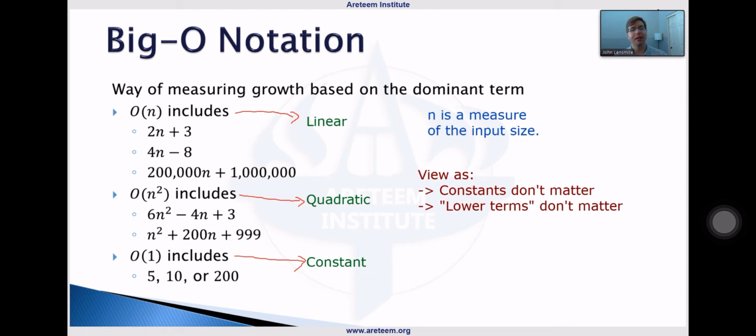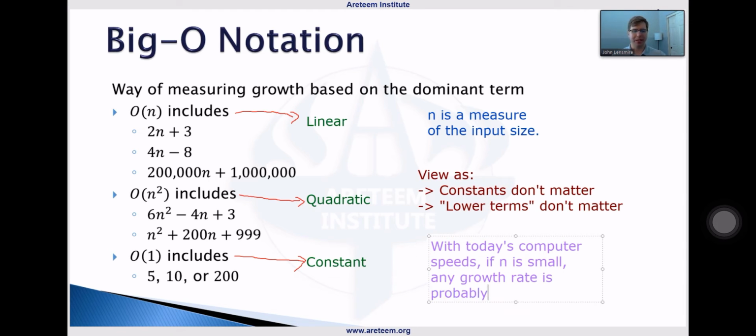It's more so, can we get an understanding if we scale these algorithms to huge sizes? Are they going to blow up? Are they going to be feasible? Not feasible? Things like that. Because really today especially, computers are so fast that if n is small, pretty much any algorithm you run, no matter how horrible it is, is going to be fine. With today's computer speeds, if n is relatively small, any kind of growth rate is probably fine.